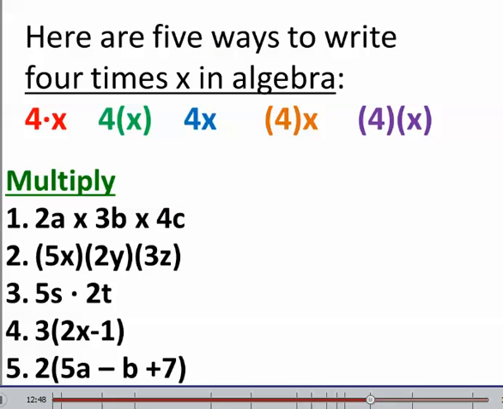Now let's just see if we can work some of these problems. There are 5 ways to write 4 times x in algebra. I just wanted to throw them in there to remind you of all these different ways to write.